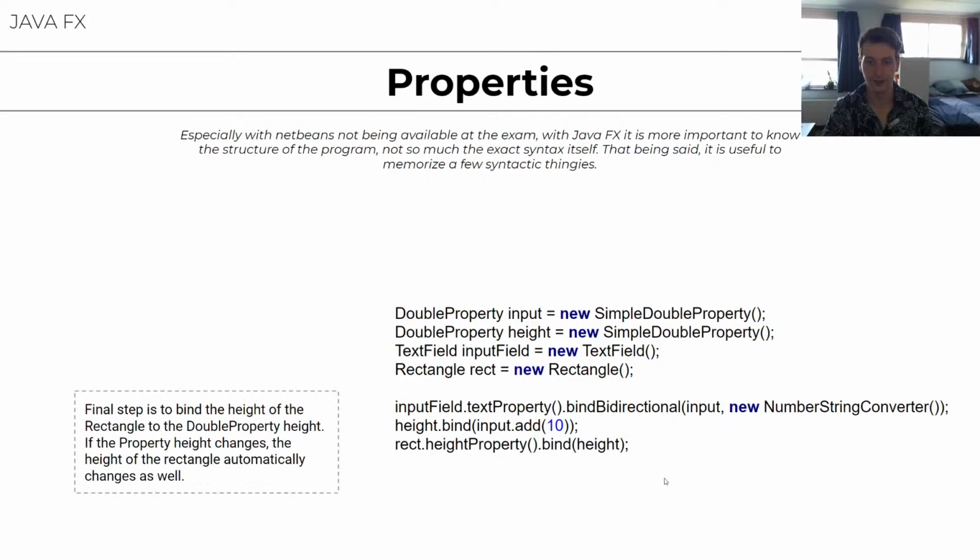Then lastly, we want to bind the height property of the rectangle to the double property height. That means that if the height double property changes, then the height of the rectangle changes as well. I don't have any live JavaFX demos. Again, if people want more information, stay until the end, ask me more questions at the end, and I'll happily show you.